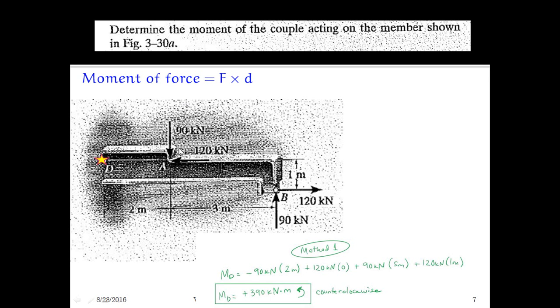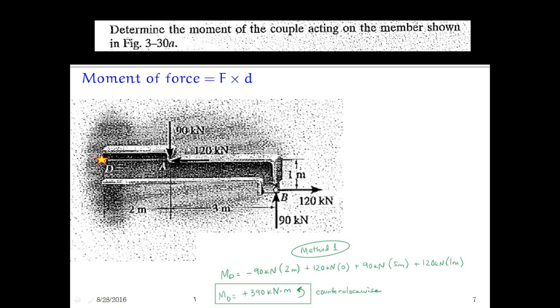So now we go to solve for the moment of the couple acting on the member. So we know that a moment is a force times a perpendicular distance. So there's two methods. The first method, we pin this member at point D. So we're going to be rotating about point D. So I start by moving from D outward. So let's look at the 90 kilonewton force. The 90 would push the member this way and cause it to rotate clockwise. So whenever we rotate clockwise, it's negative.